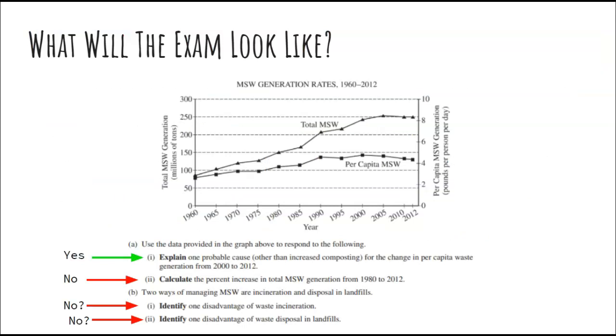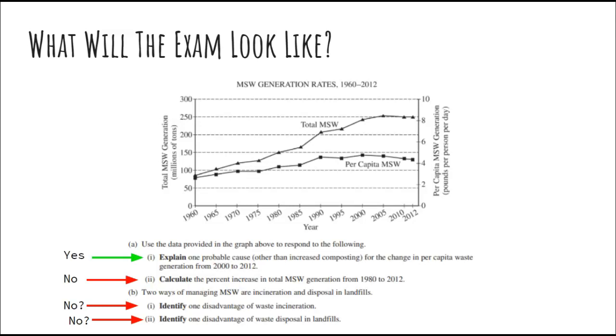So I put this up. This is an old FRQ. This is my thoughts on what the exam will look like. I personally think there's going to be a graph. Why? Because you can ask a lot of questions about a graph that are not easily Googleable, which is not a word, but you can't easily Google them.